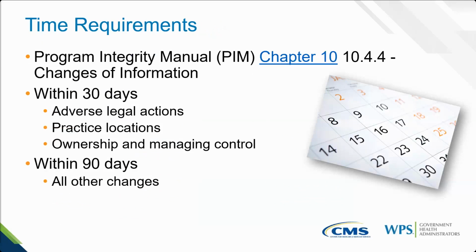So again, with time requirements, sometimes changes just don't happen as quickly as they should. It could be a change that seems minor. How's that really going to impact anything? But it is critical that changes to enrollment record information happen as soon as possible. If we have incorrect information on the enrollment record, it does directly impact claims processing.